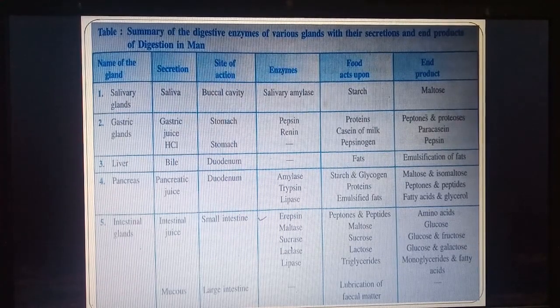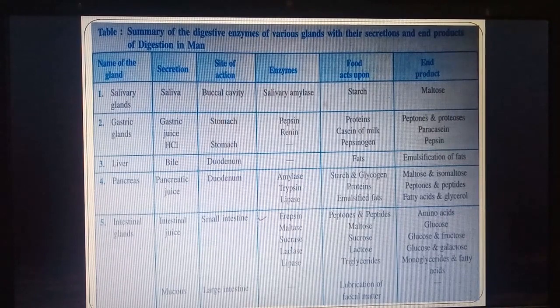It also contains the renin enzyme which acts on casein of milk and breaks it into para-casein. So renin is mostly found in infants because they feed on milk. HCl acts on pepsinogen, which is an inactive enzyme, and changes it into pepsin, which is active.